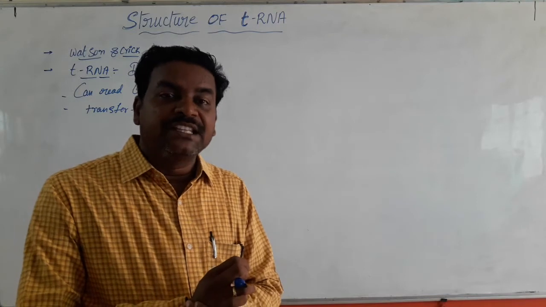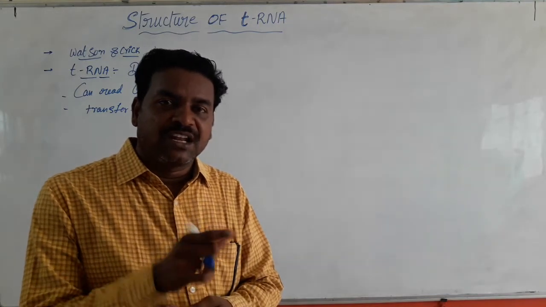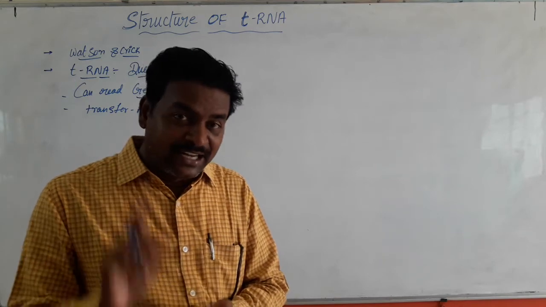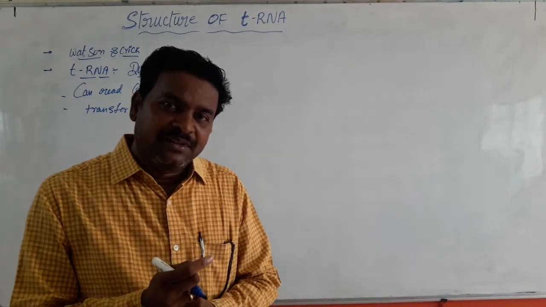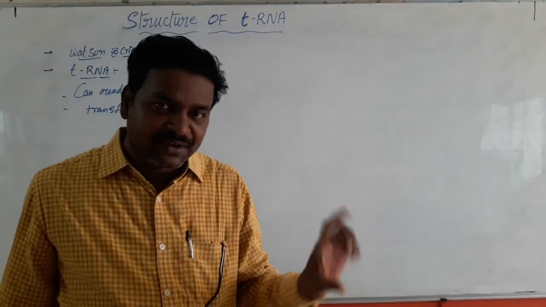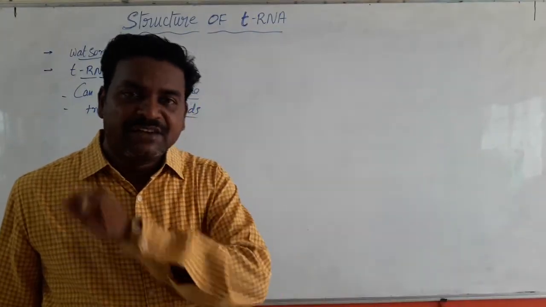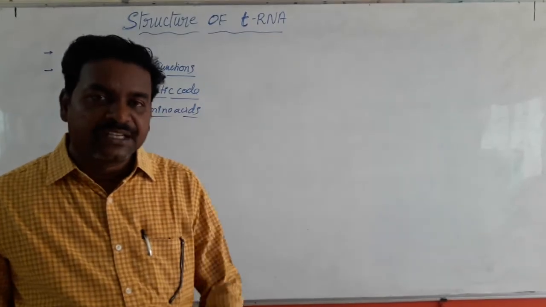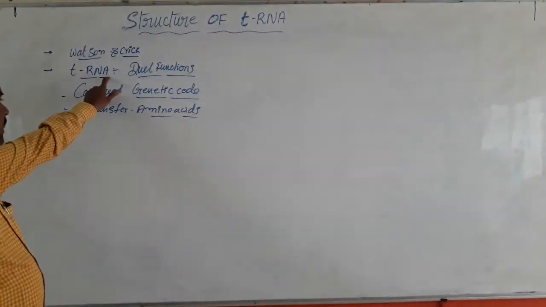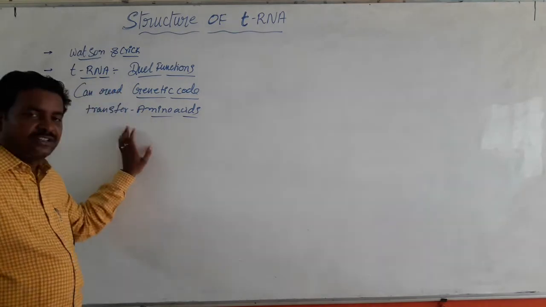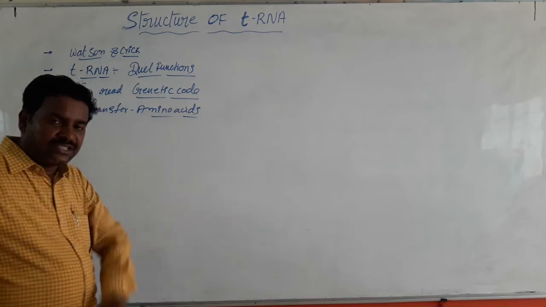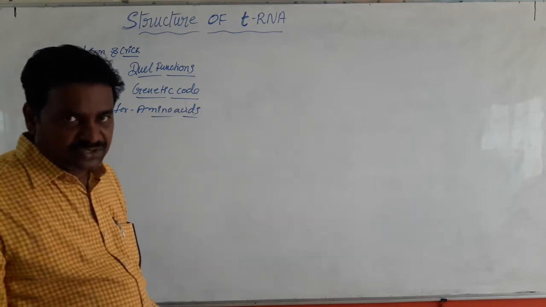It not only reads the genetic code, what is the first codon, what is the next codon, what is the third codon, and so on, but it also transfers the amino acids from the cytosol to the region of ribosomes during protein synthesis. So tRNA has dual functions.